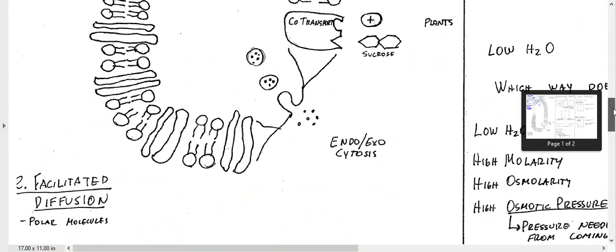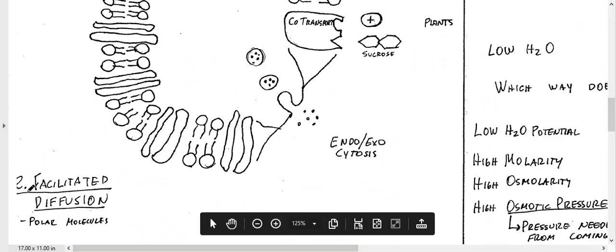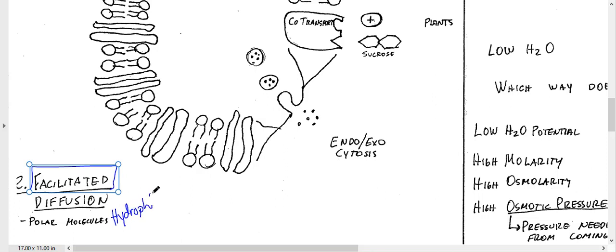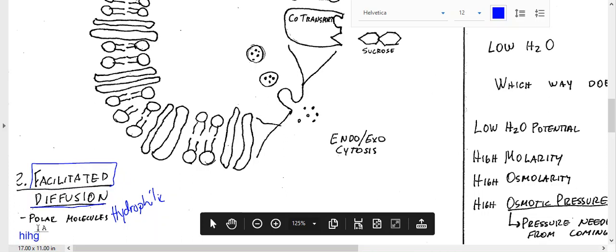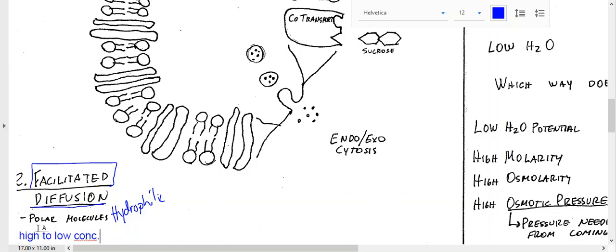So, down here towards the bottom, I have facilitated diffusion. Facilitated just means helped. So these polar molecules, these hydrophilic molecules, are going to need some assistance, and proteins are going to help them move across the membrane. Because this is diffusion, we are still going from a high to a low concentration, but we're going to do this through a protein channel. That is the key difference.